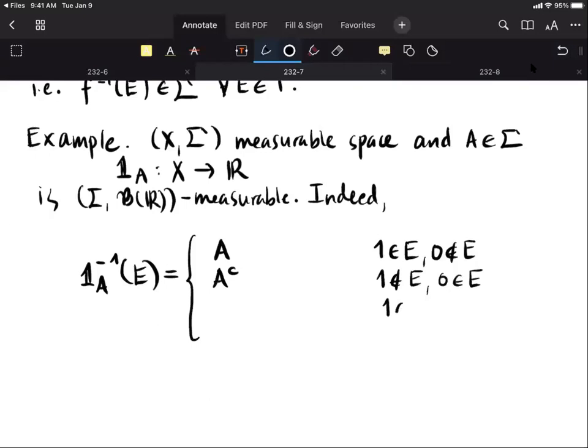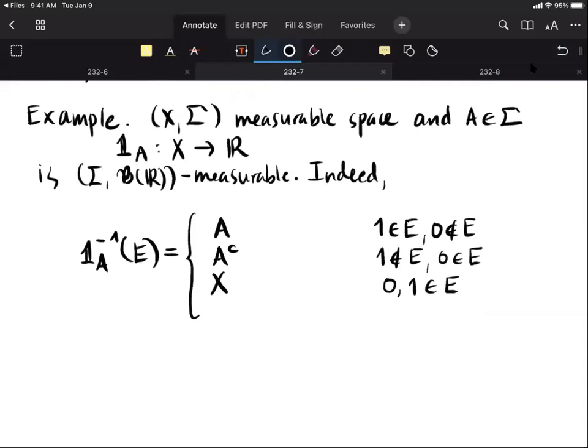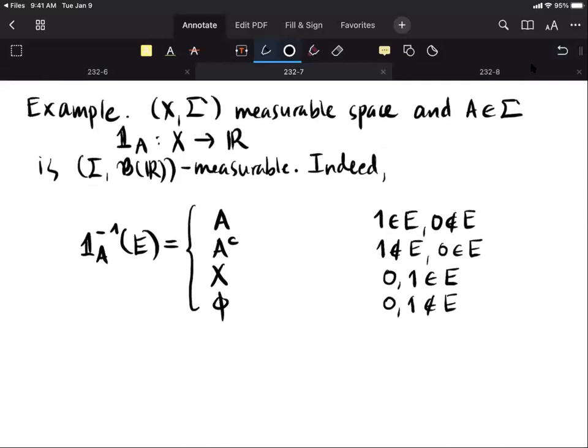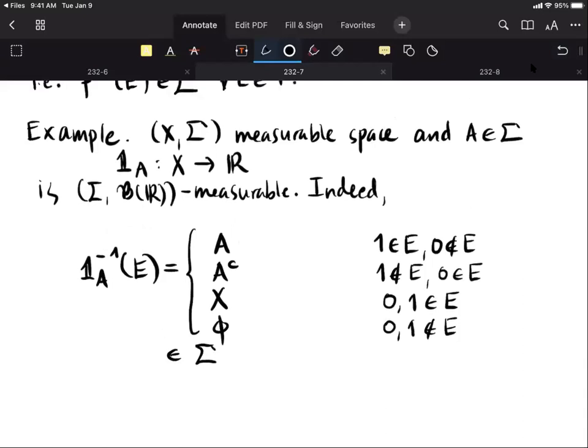If both are elements of E, then you get the whole space X, because the image of the characteristic function is the set containing 0, 1. If neither 0 nor 1 is in E, then this is the empty set. And take note that since A is in sigma, these are all in the sigma algebra sigma.